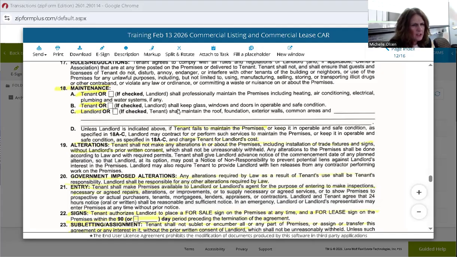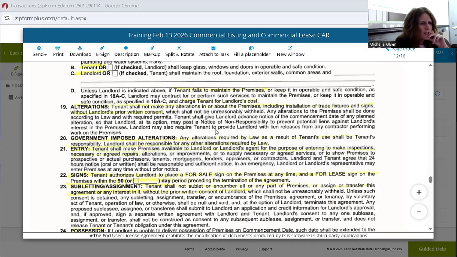So the tenant shall keep glass, windows, and doors in operable and safe condition. And the landlord will maintain the roof, foundation, exterior walls, common areas, and you could put something in here, okay? Whatever you're trying to ask the lessor to maintain, okay? So if the tenant fails to maintain the premises, the items that they've agreed to, the lessor can go ahead and have those items maintained, repaired, whatever they need, and charge the tenant, okay? So that's in 18D.